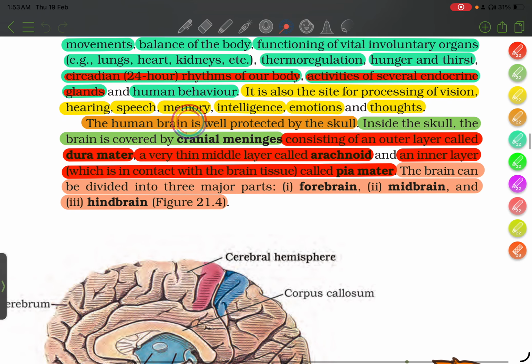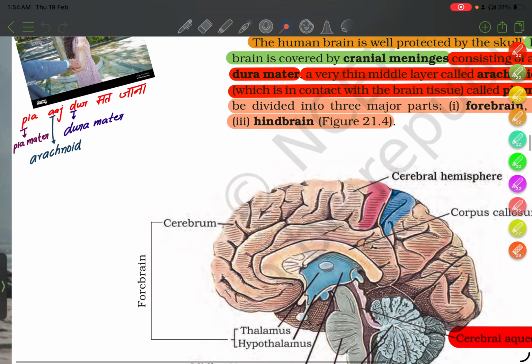The human brain is well protected by a skull. Inside the skull, the brain is covered by cranial meninges, consisting of an outer layer called dura mater, a very thin middle layer called arachnoid, and the inner layer, which is in contact with brain tissue, called pia mater. The brain can be divided into three major parts: forebrain, midbrain, and hindbrain.